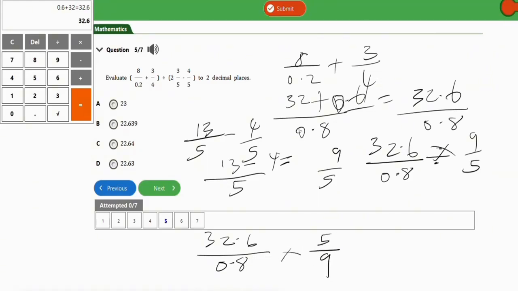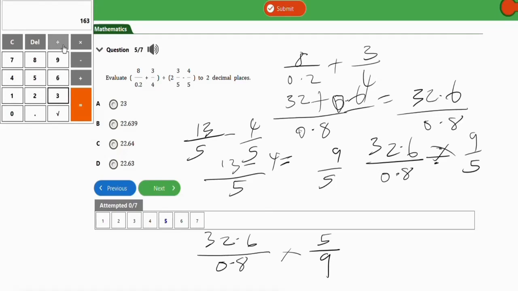So right now, let's go to the calculator. We're going to have 32.6 times 5. Let's do this one after the other, very important. We have 163. What of 0.8 times 9? 0.8 times 9 is 7.2.